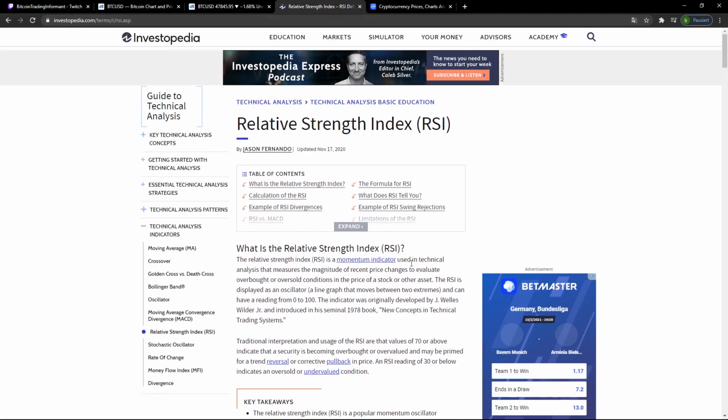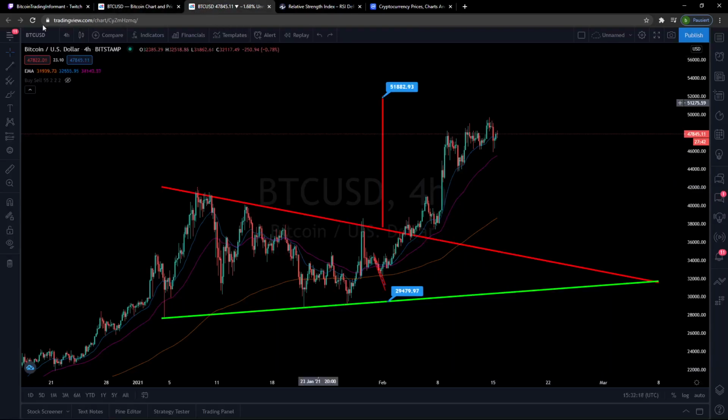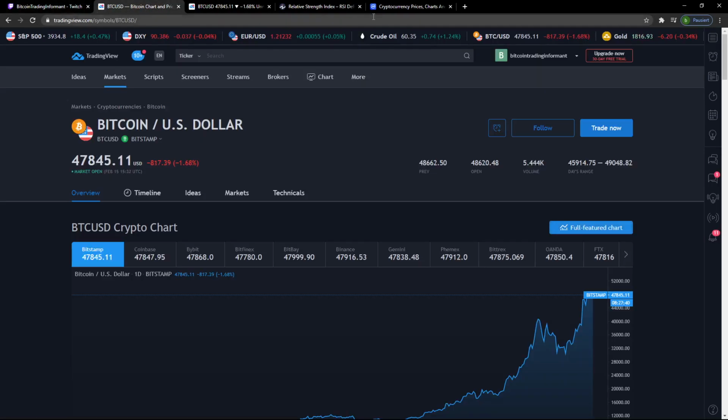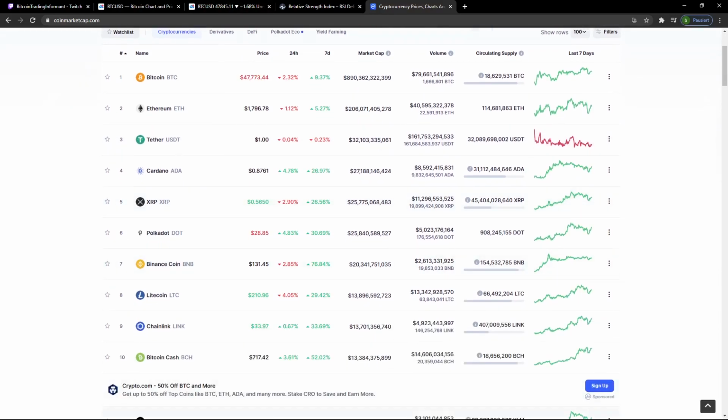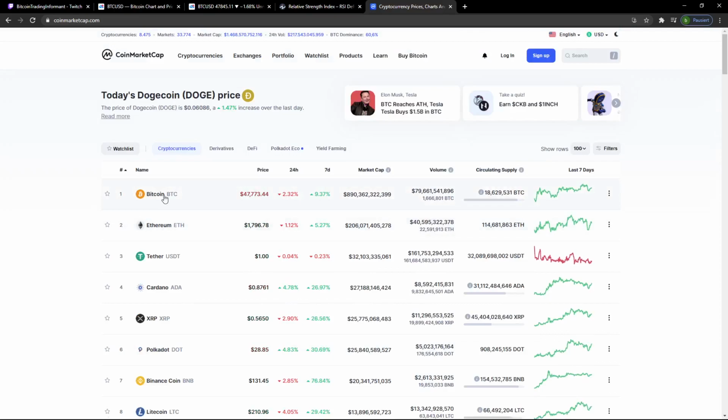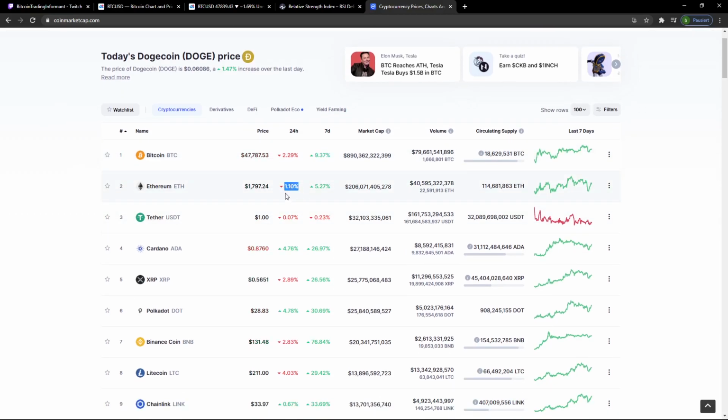But for now we will check for Puche: what does it mean with the RSI for the weekly chart? Before we start with this one, I would like to show you the daily CoinMarketCap. Here is the overview. Bitcoin daily 47,700, in 24 hours a minus of about 2.3%, a light dump today, and on the 7-day chart a plus of 9%. Ethereum today only 1.1%, and on the 7-day chart 5.2%.